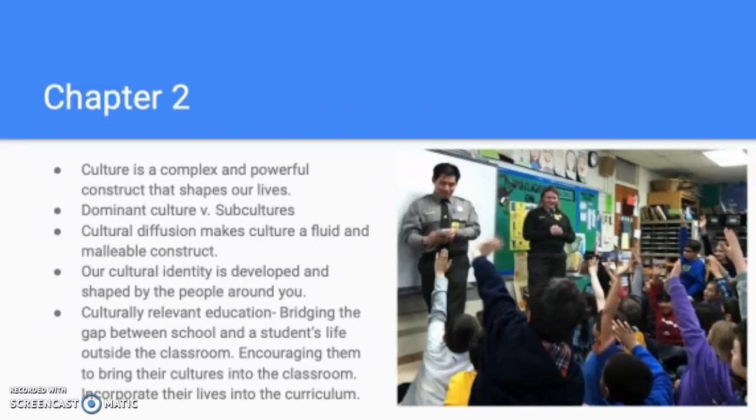And finally, it talks about culturally relevant education, which seeks to bridge the gap between students and the classroom, and it wants to encourage students to bring their culture into the classroom and incorporate their own lives and their experiences into the classroom to make it a better place. Some of the goals of a multicultural education and a culturally relevant one are overall to just attain equality and equity in education in the classroom, to eliminate the academic achievement gap between whites and minority groups, and overall to just develop responsible, empowered young citizens.